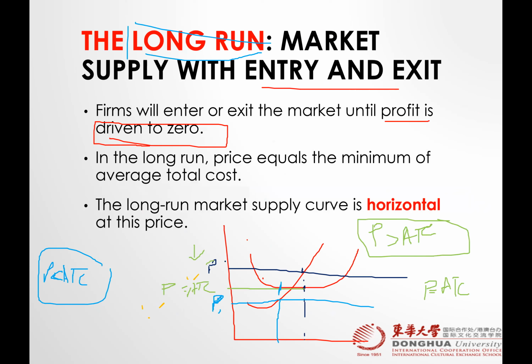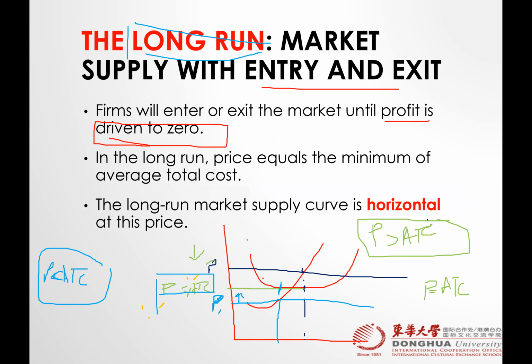Firms are going to leave the market. When firms leave the market, it puts upward pressure on the market price to go up. Why? Because there are now fewer firms producing the identical products. People have less products. In that case, less of that product pushes the price upward until price is equal to average total cost.